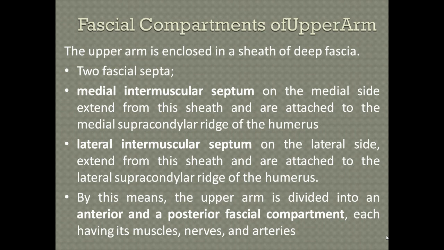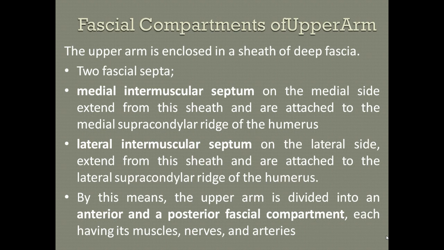The fascial compartment of the upper arm is enclosed in a sheath of deep fascia. There are two fascial septa here, the medial intermuscular septum and the lateral intermuscular septum. The medial intermuscular septum on the medial side extends from this sheath and attaches to the medial supracondylar ridge of the humerus. The lateral intermuscular septum, situated on the lateral side, extends from this sheath and attaches to the lateral supracondylar ridge of the humerus.